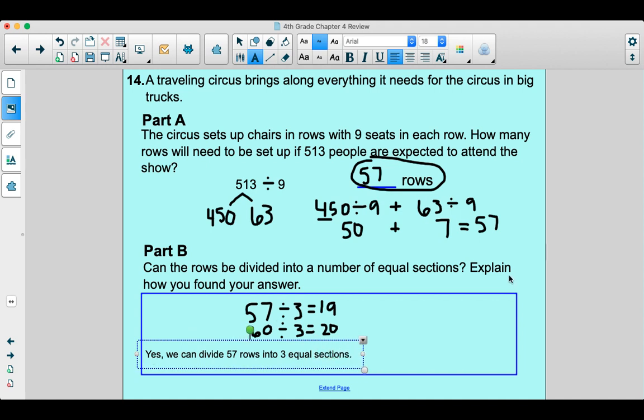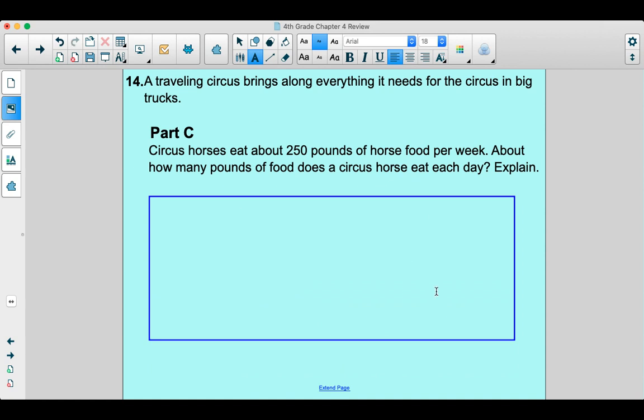Okay, now you would have to explain what you did. I'm not going to type my whole explanation. That would take way too long, but make sure when you're taking your test and when you're doing your work, if it says explain, you have written your explanation. All right, part C had to go on a different page. I didn't have enough room. So we still have the same story context. A traveling circus brings along everything it needs for the circus in a big truck.